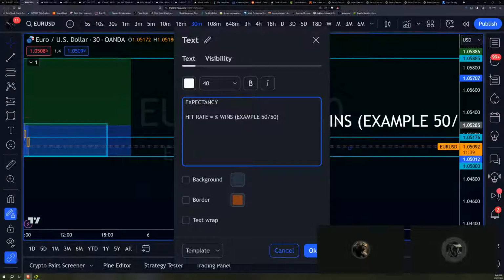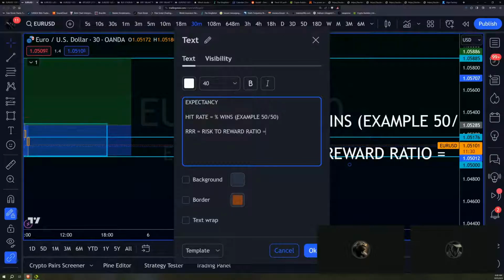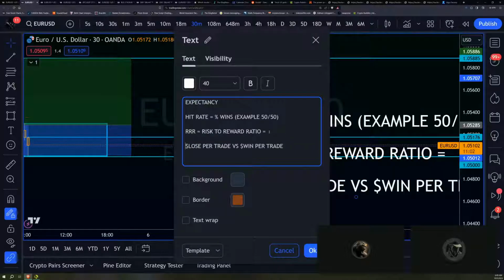Not really, but you're also going to have your risk to reward ratio. That's going to be how much you lose. We'll use dollars here because it could be euros or whatever, but how much you lose per trade versus how much you win per trade, right? And that's going to be expressed as a ratio. As you can see, it's actually called ratio. So it's going to be, say, in this case, 2 to 1. That's a pretty good ratio.